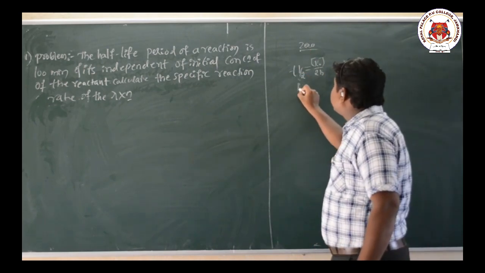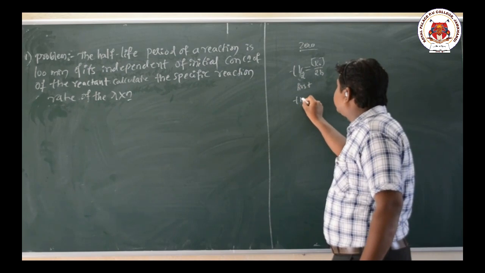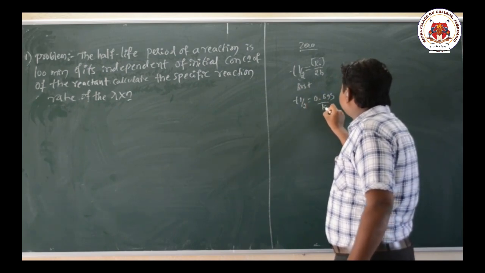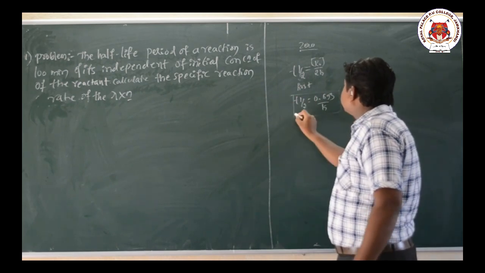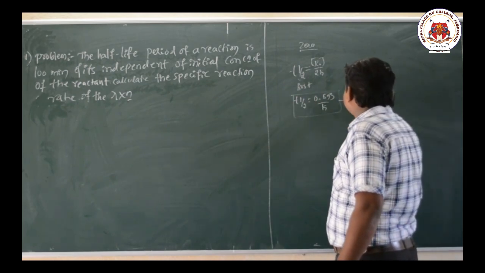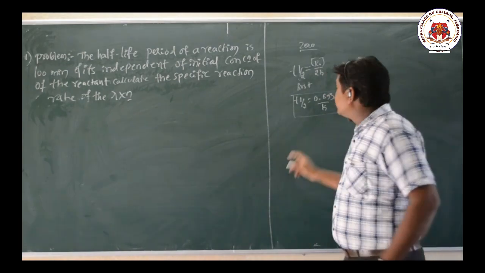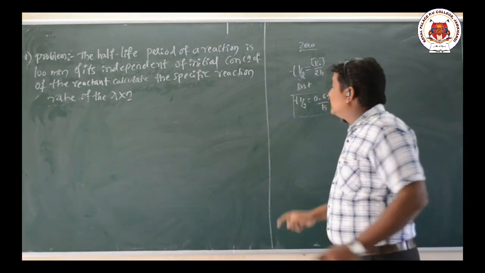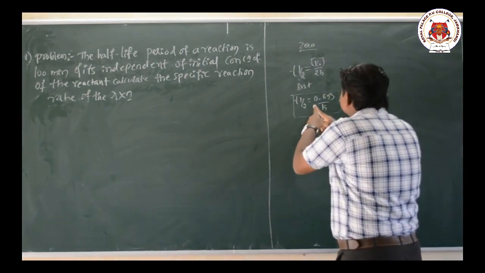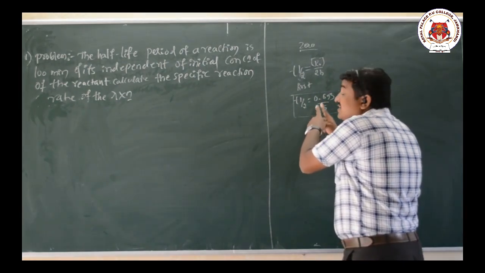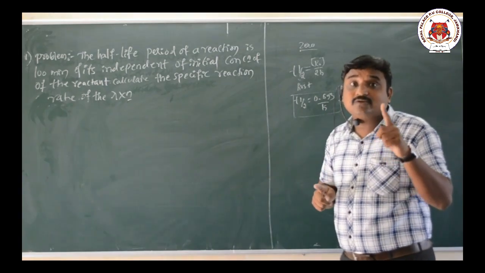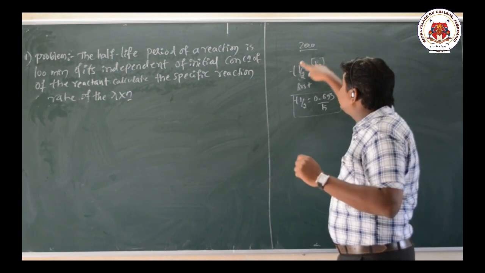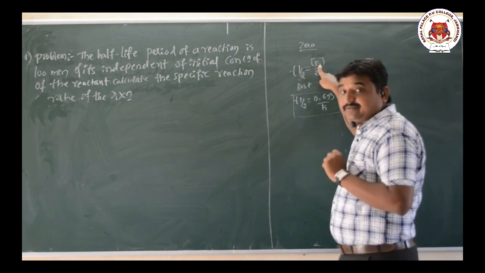For the first order reaction, we have the half-life equation T half equal to 0.693 divided by K. Here in this equation there is no R naught term. So that indicates that the half-life of the first order reaction is independent of the initial concentration, whereas the half-life of the zero order reaction is dependent on the initial concentration.